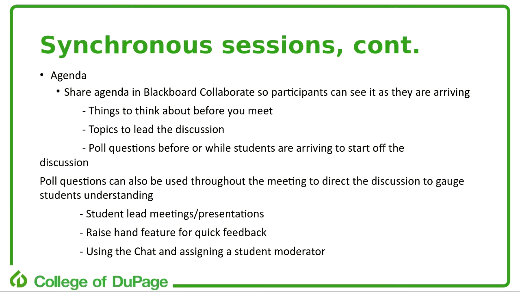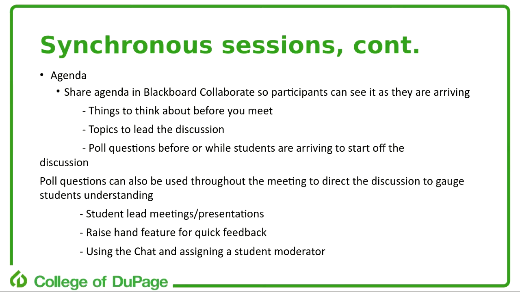More about the agenda, like we said, share the agenda in Blackboard Collaborate so participants can see it when they're arriving. Things to think about before they meet: topics that can lead the discussion, maybe using a poll question right off the bat. So when the students are in there, there's already a poll question up that they can answer, which can kind of jumpstart the discussion. You can show the results when everyone's in and you start the discussion, saying, I posted this poll before you guys came in, here's how you all felt about that, and you can gauge the discussion that way.